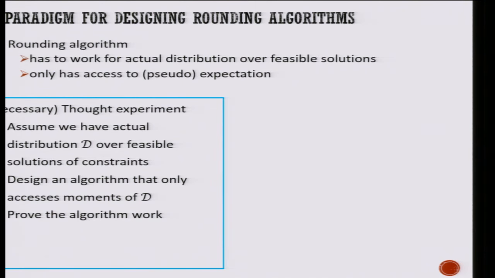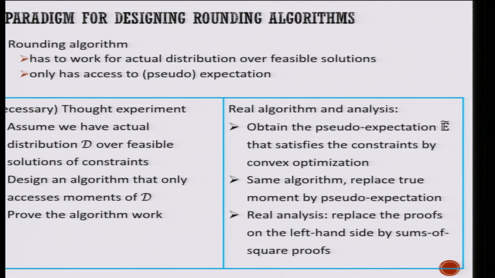And then let's design an algorithm for this case. This is a strictly simpler case. And let's prove the algorithm works. So this sounds like a strictly simpler task. However, the beauty here is that after you have done with this thought experiment, the real algorithm analysis is going to be like this. Instead of using a true distribution, you are going to use pseudo expectation. And you are going to use the same algorithm, but you replace the moment by the pseudo expectation.